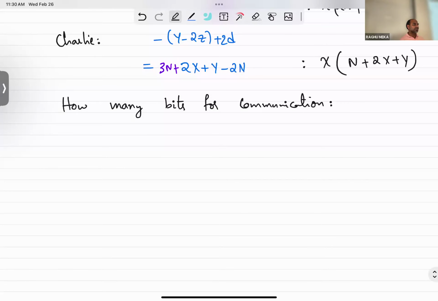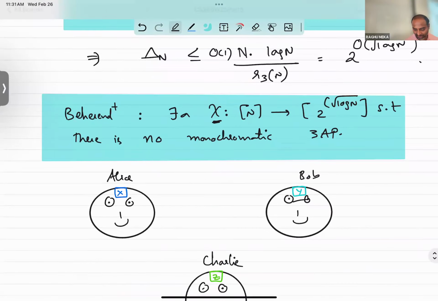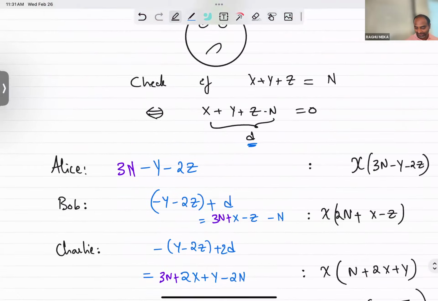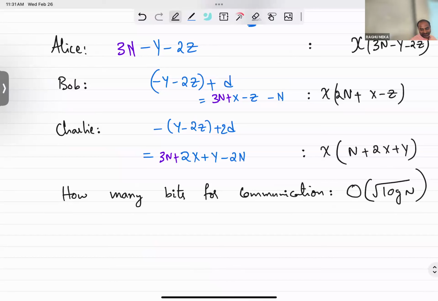Depends on how many colors you have. We have 2 to the root log n colors. So the number of bits needed to announce the color is root log n, right? Because we are using this color. Okay. So maybe you do it with, let's say, 6n, it doesn't matter really. Because these numbers are all 2n plus x plus y or whatever. We have range. I don't care about the constants. So it's just O of root log n.